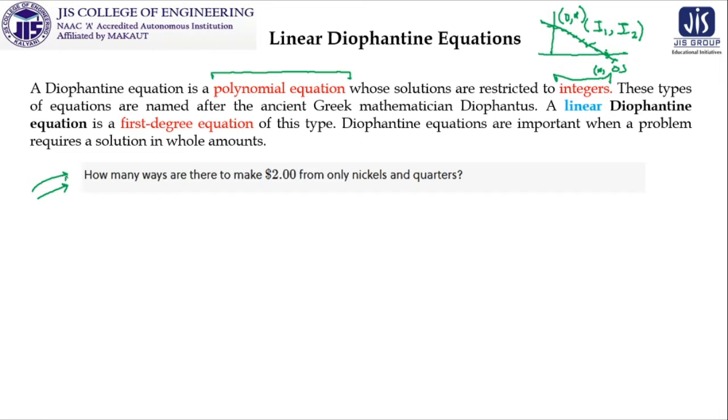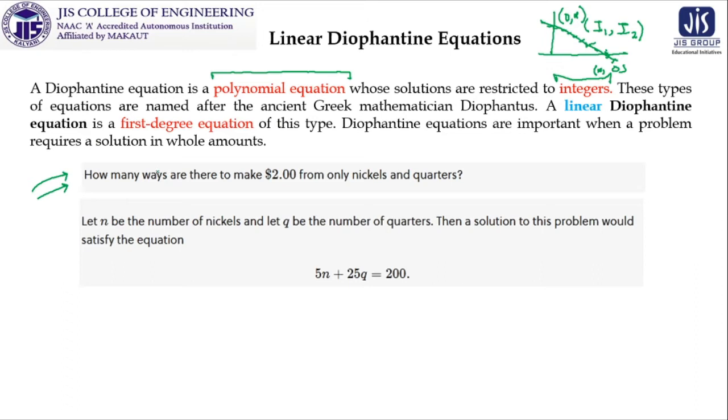So if you have to find the solution of this question, you are going to use a linear Diophantine equation. Let n be the number of nickels and q be the number of quarters. You have two unknowns, n and q, but only one equation: 5n + 25q = 200, because $2 is converted into 200 cents, and you need n and q as integers. So this real life problem is an example of a linear Diophantine equation, and only if a solution exists can you find it.